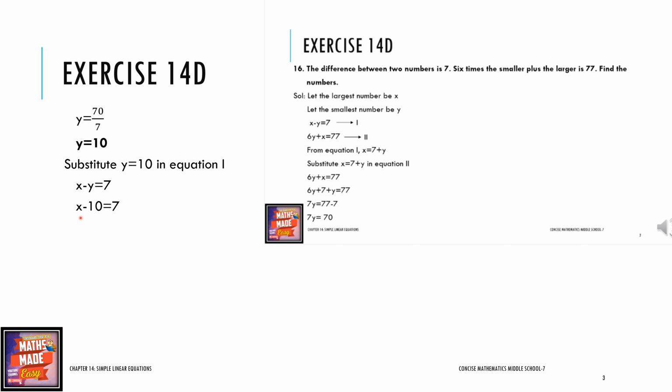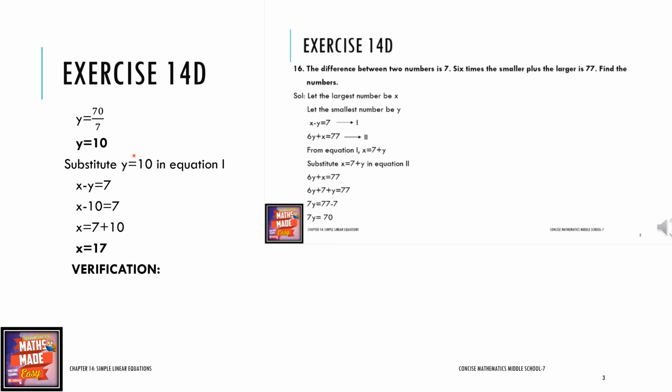x is equal to... we need to find the x value. So get this minus 10 to the other side, it becomes plus. x is equal to 7 plus 10, that is, x is equal to 17. So we got the x value as well as the y value.